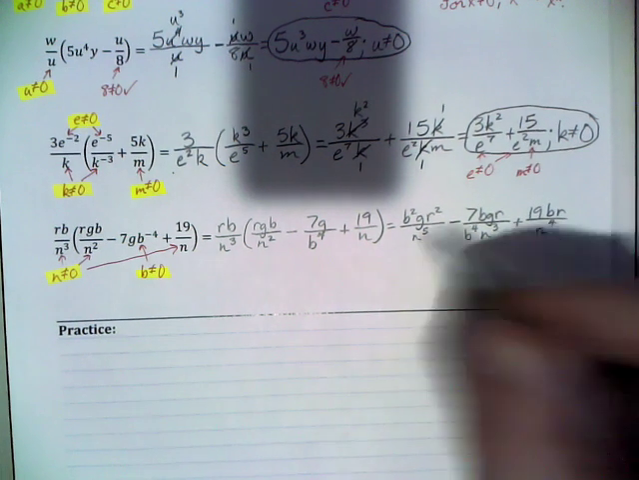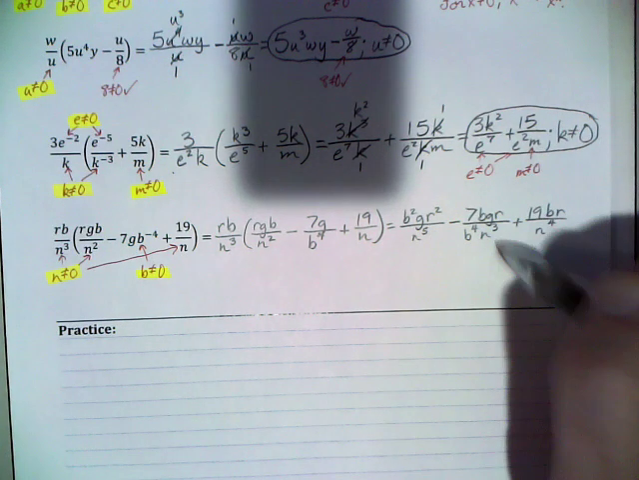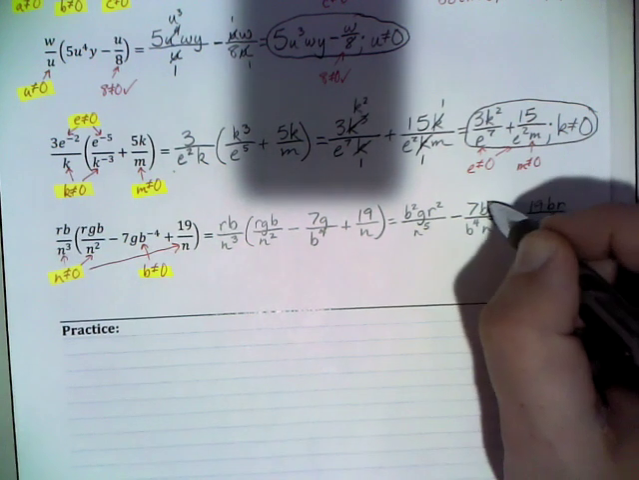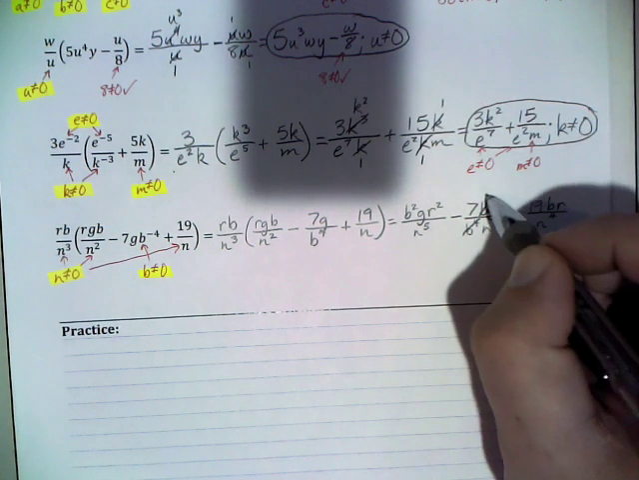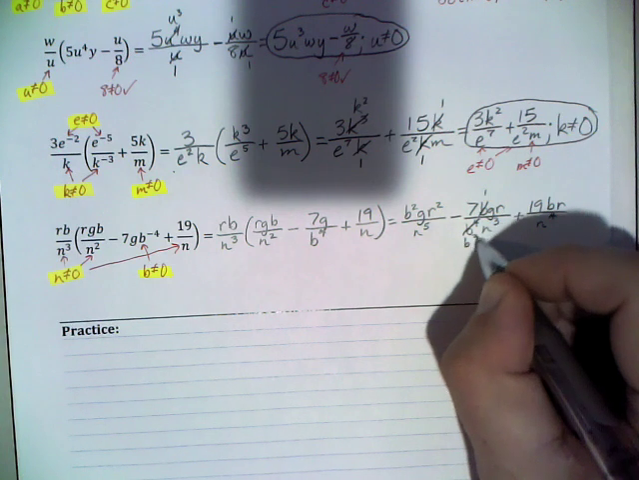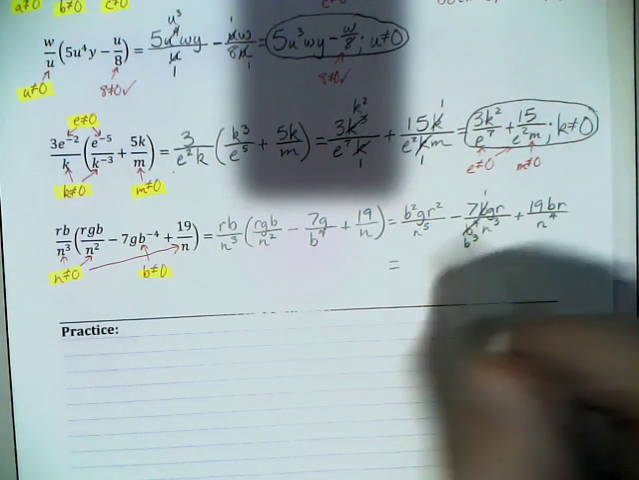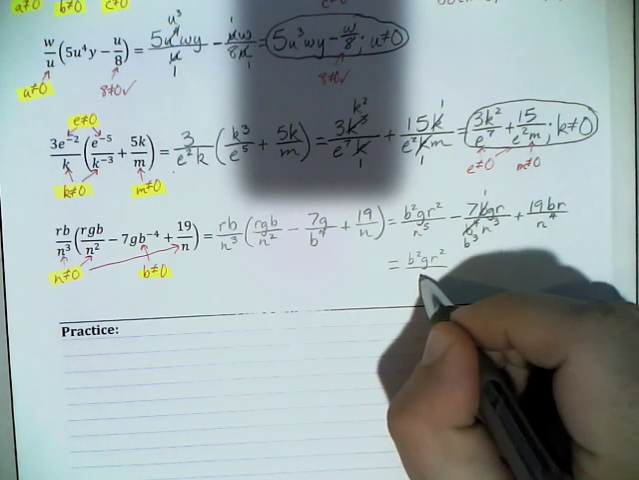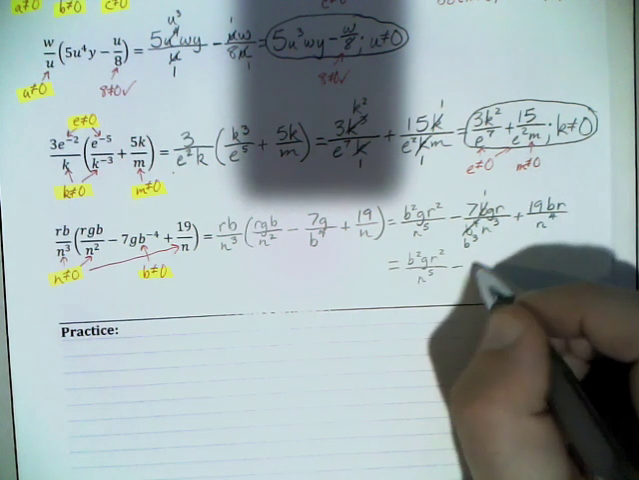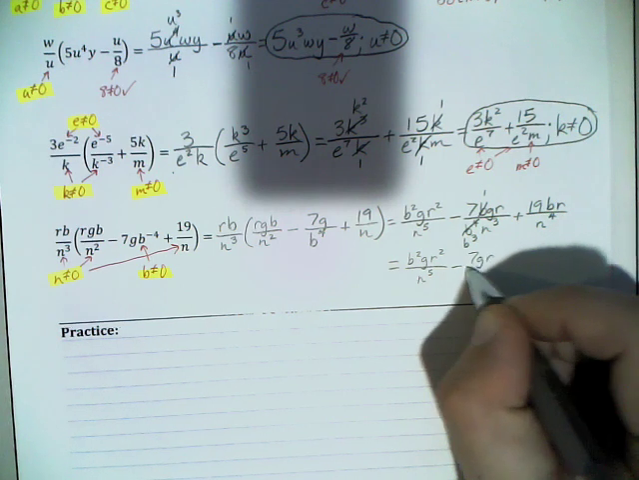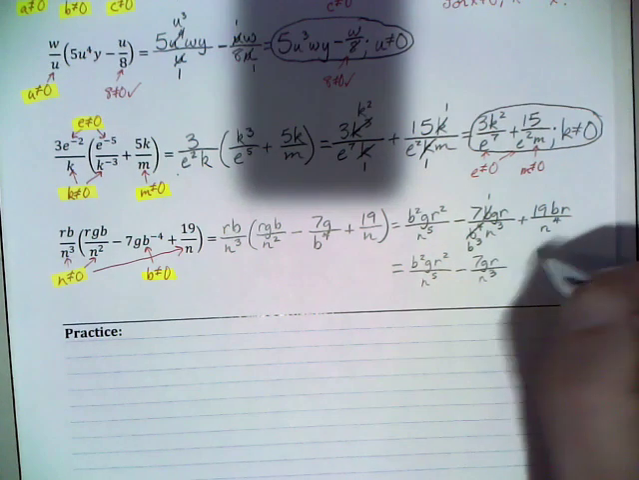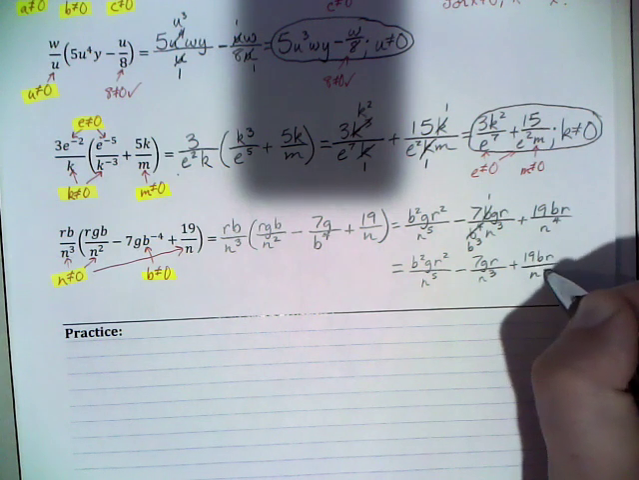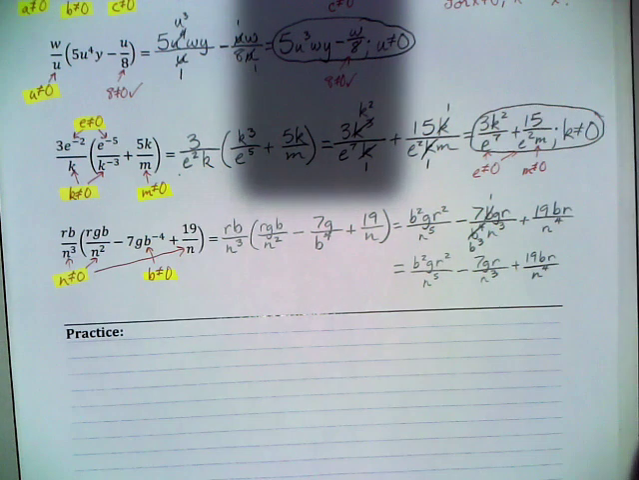Not a lot of reducing I can do here. So we've got n here, but no n's up top, n here, but no n's up top, n here, but no n's up top. So none of those n's are going to reduce. The only place that I can reduce would be here. So that would just become a 1. This would become a b cubed. And so my final answer then is going to be b squared g r squared all over n to the 5th minus 7gr over n to the 3rd plus 19br over n to the fourth.